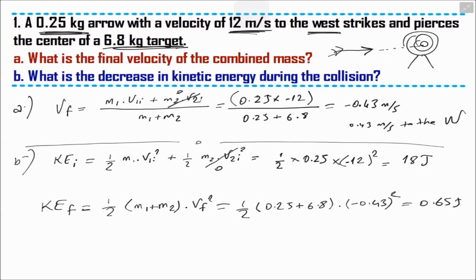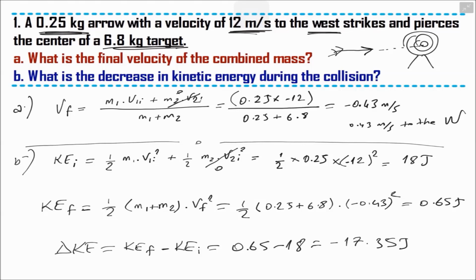So the result will be 0.65 joule. It says decreasing, so delta kinetic energy equals kinetic energy final minus kinetic energy initial. So 0.65 minus 18 will be negative 17.35 joules. Thanks for listening.